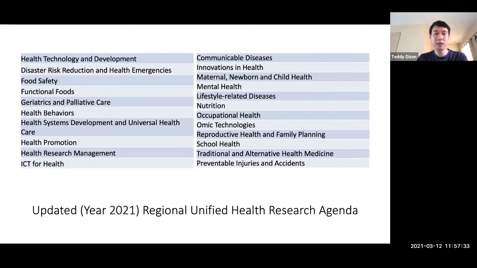So that is the last set for the collaborative criteria: number 1, nutrition. Next is occupational health. Next, omic technologies. Next will be reproductive and family planning. Next is school health. Next is traditional and alternative medicine. And lastly, preventable injuries and accidents. This is the last set for our criteria setting. Thank you for participating in this short survey, and EVHRDC will disseminate the results, and I don't know if they will disseminate the raw data for verification and or cross-checking. So kindly close the voting poll.